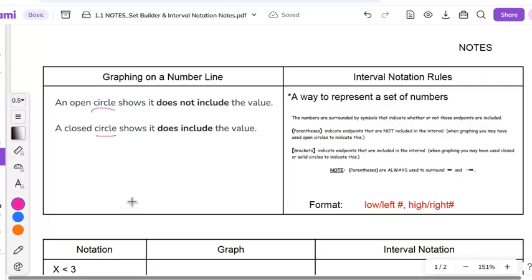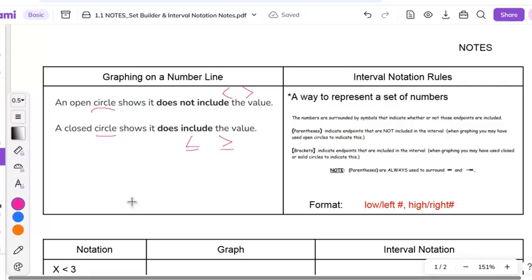An open circle means that the answer does not include the value, but that is the starting point. And that's shown by using a less than or a greater than symbol. A closed circle on an inequality graph means that the value is included and it's starting your answers. And so the symbols that you'll see are less than or equal to, or greater than or equal to. That's how you know what kind of circle you'll use on the graph.